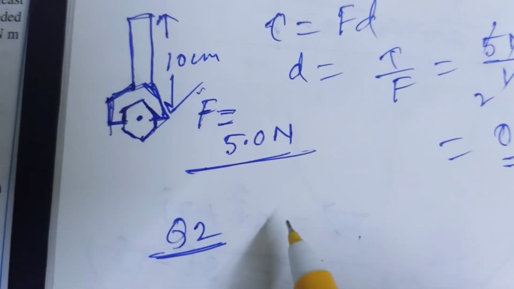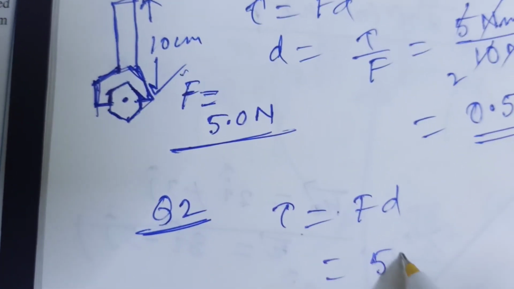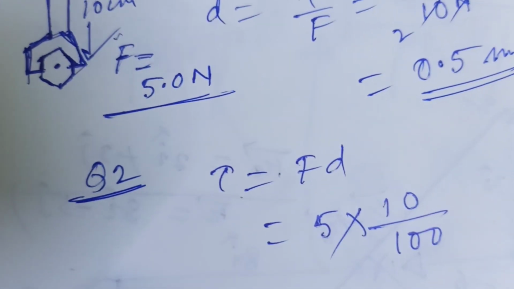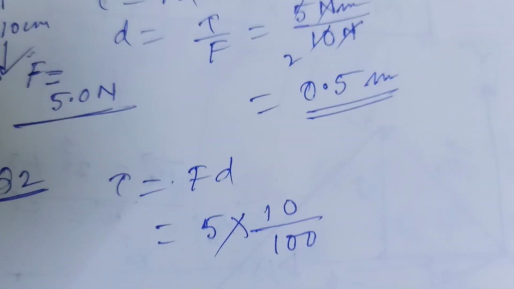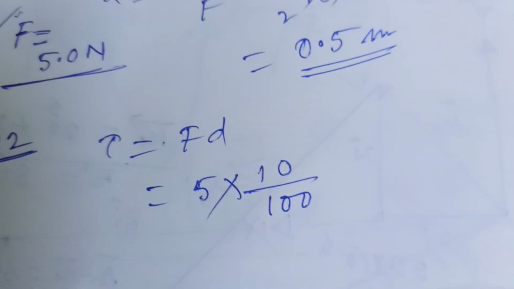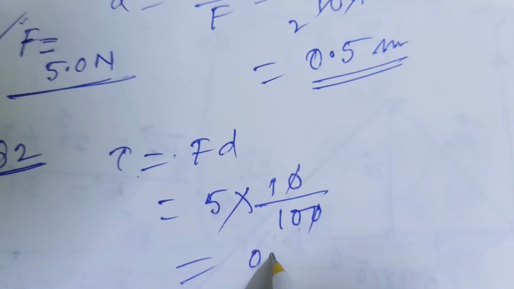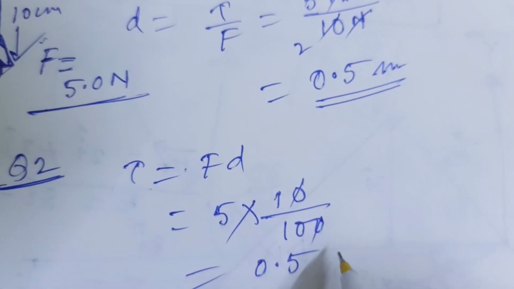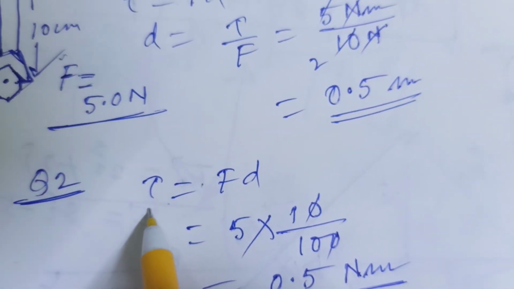So in that particular numerical you have to calculate tau. So tau equals F into d. So F is 5 Newton and d is 10 centimeters. So you have to convert it into SI unit. 1 centimeter equals 1 by 100 meter. So 1 meter equals 100 centimeters, since you have to divide that particular value, and this is 5 by 10, that is 0.5. This answer is also 0.5. Yes, this is 0.5, but the unit is Newton meter because it is tau, moment of force.